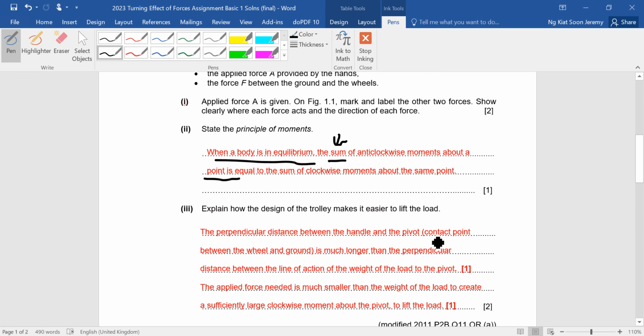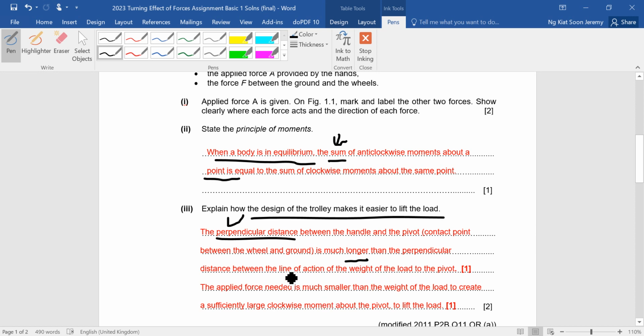Okay, so moving on, how the design of the trolley makes it easier to lift the load. Remember that when you answer physics questions, you cannot answer in words that you learn from other systems. Right, you must know what a moment is. It's force times perpendicular distance. Right, therefore the word perpendicular distance is very important. A lot of you just tell me the distance between the handle and the pivot is very long. That is not accurate enough. Alright, you have to tell me that it is the perpendicular distance between the handle and the pivot that is very long. Alright, so that is a key part of answering the question, stating the word perpendicular, right?